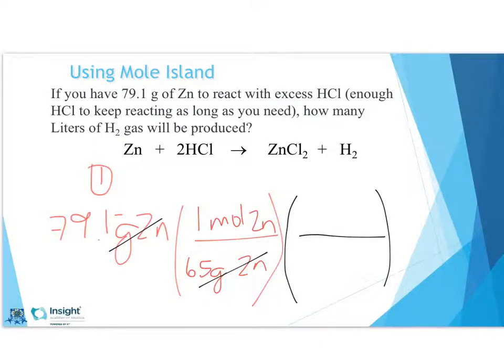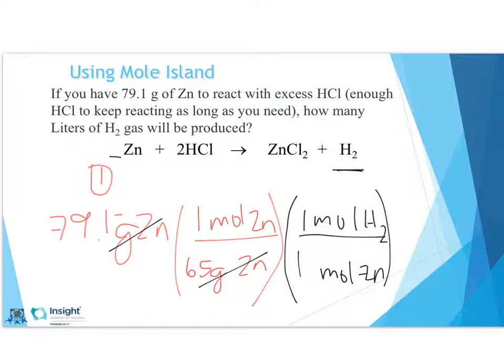So if I go to my balanced equation, I'm going to put moles of zinc in the bottom to cancel things out. And I see no number in front of zinc, so that means 1. And then it asks how many liters of hydrogen gas will be produced. So the hydrogen gas is over here. That also is missing a number, so it's going to be 1 mole of hydrogen. So there's my molar ratio.